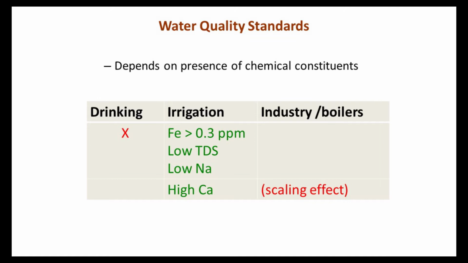For example, groundwater having iron more than 0.3 ppm may be useful for irrigation, or the groundwater with low TDS and low sodium with high calcium may be useful for irrigation purpose, but such type of groundwater may not be useful for drinking purpose, or such type of groundwater enriched in high calcium may not be useful for industries or for industrial boilers, because such groundwater with high calcium may produce scaling effect.